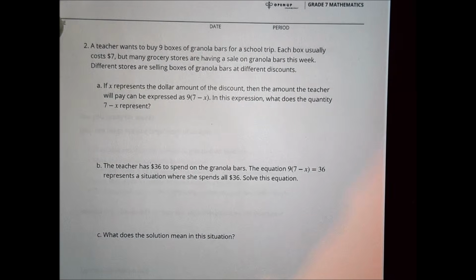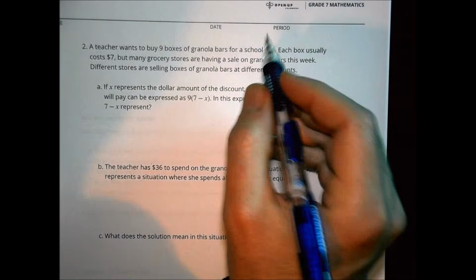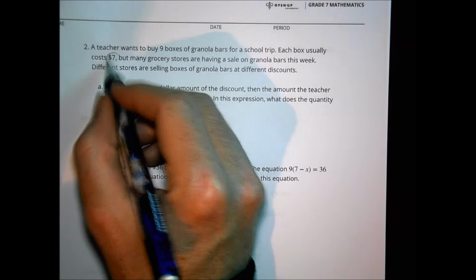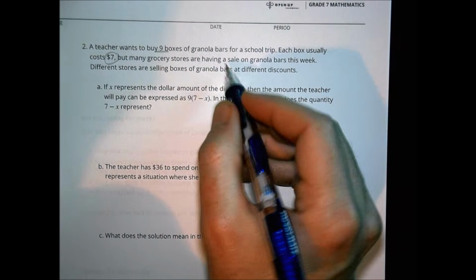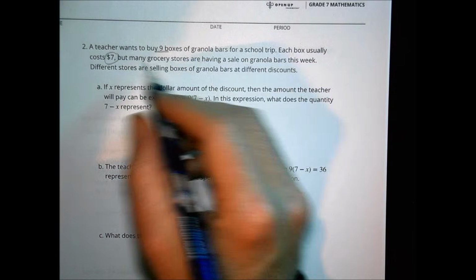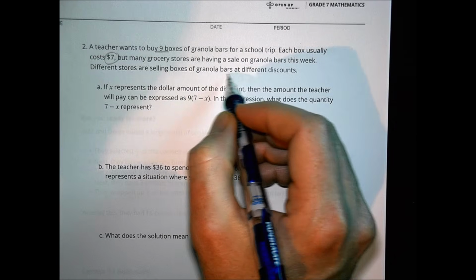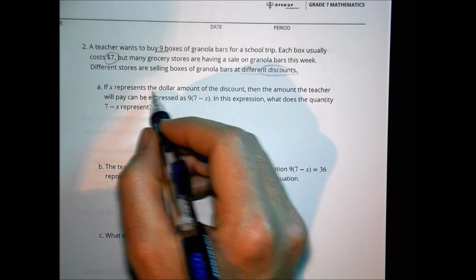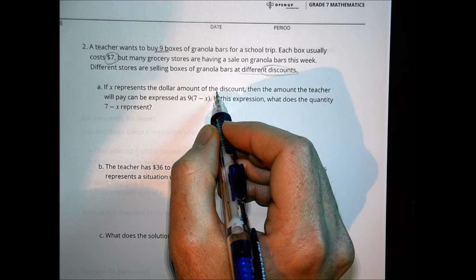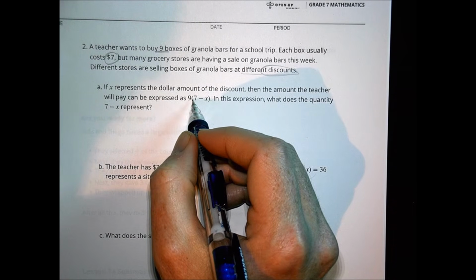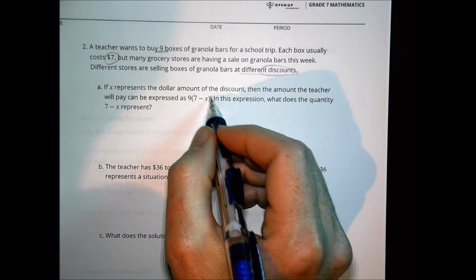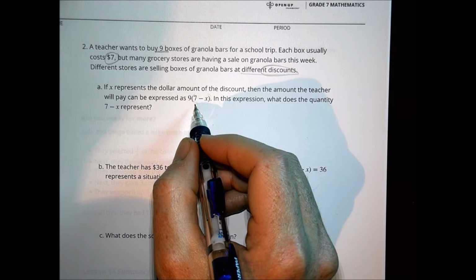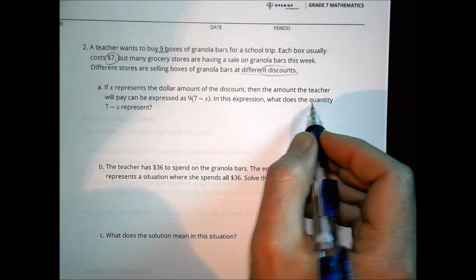It says that a teacher wants to buy 9 boxes of granola bars for a school trip. Each box usually costs $7, but many grocery stores are having a sale on granola bars this week. Different stores are selling boxes of granola bars at different discounts. So we have some discounts going on. If x represents the dollar amount of the discount, then the amount the teacher will pay can be expressed as 9 times 7 minus x. So in this expression, what does the quantity 7 minus x represent?